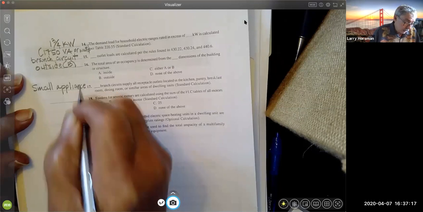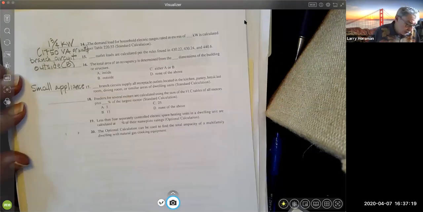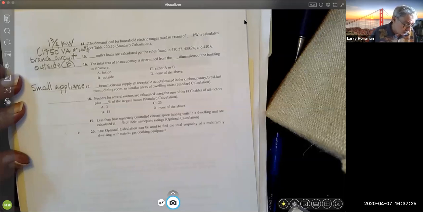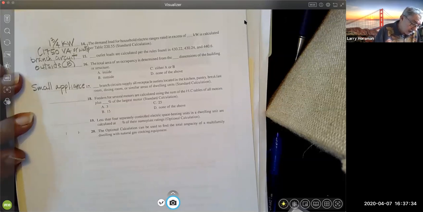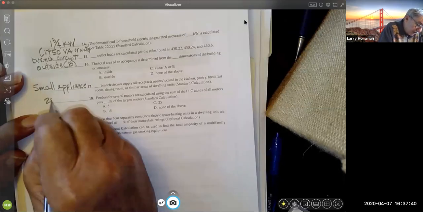And 18. Feeders for several motors are calculated using the sum of the FLC tables of all motors plus, correct answer is 25% of the largest motor. Again, standard calculation. So the answer is C.